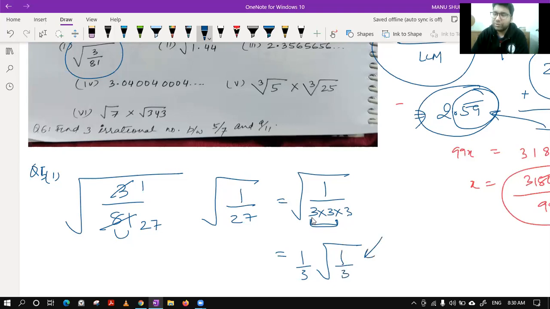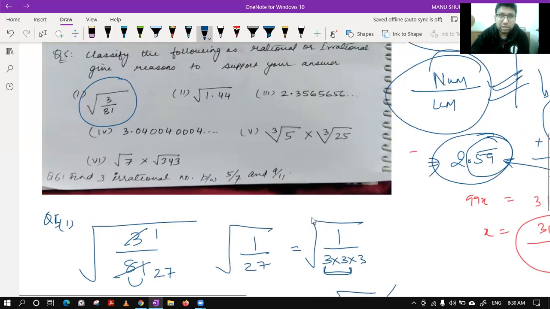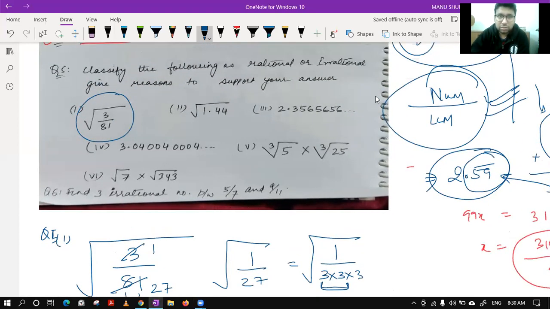So, Mishti, can we say this is a rational number? Because I'm not able to take out this 3 outside. Can we say this is a rational number? No, we can't say, because this can't be in the form p by q. But if the question was this, what would have been your answer, Mishti? Please tell. If instead of square root I gave you cube root, what was your answer?